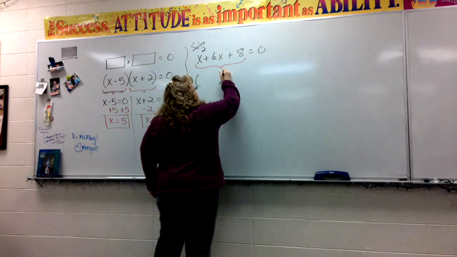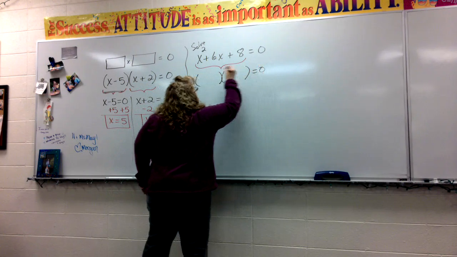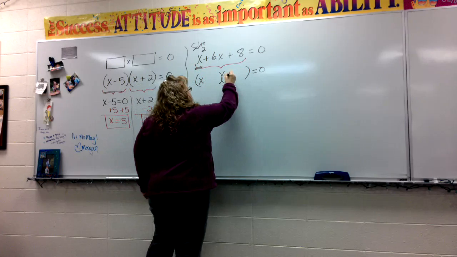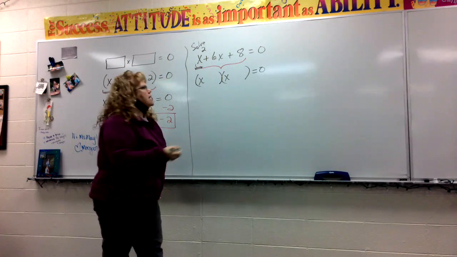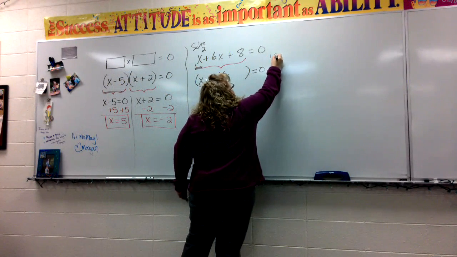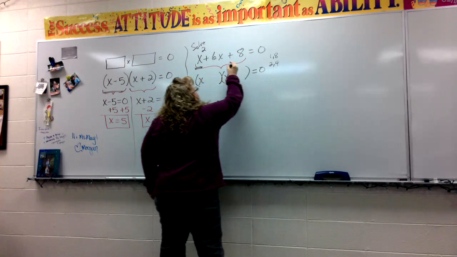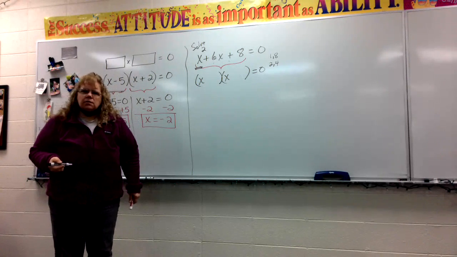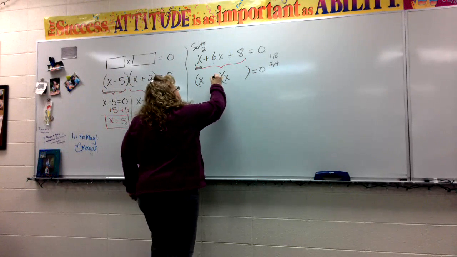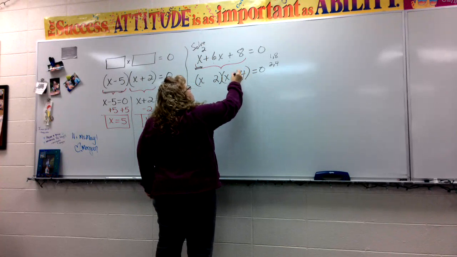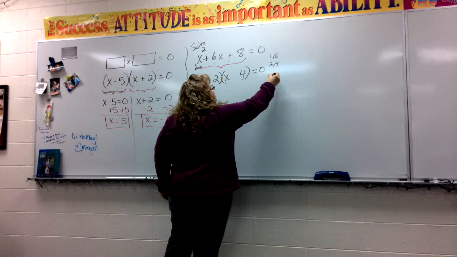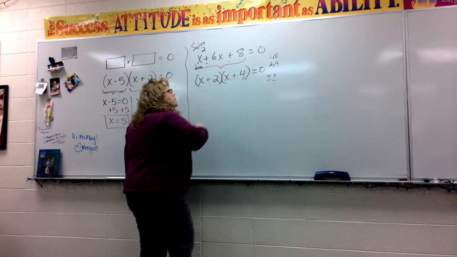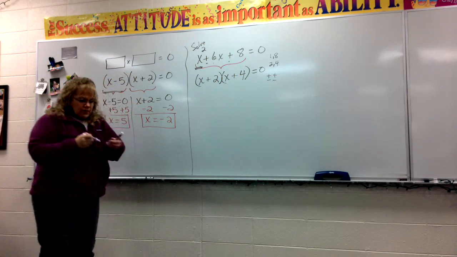So hopefully you can factor. X squared, that has to be x and x. The 8 down there could be 1 and 8, could be 2 and 4. Which one is it? 2 and 4. What about the signs? It's a positive, so either plus, plus, or minus, minus. Plus, plus. So hopefully you can factor it.